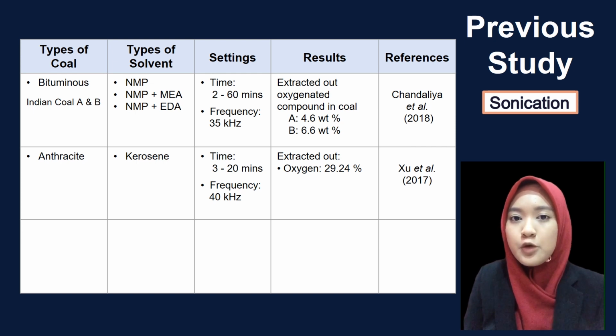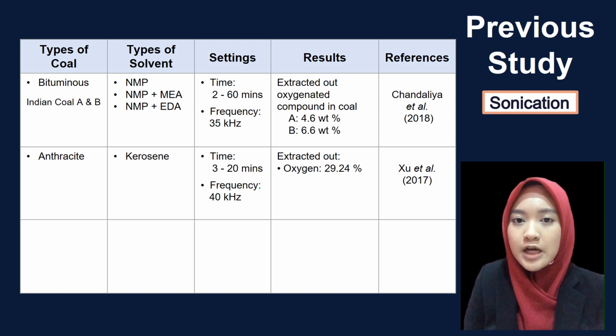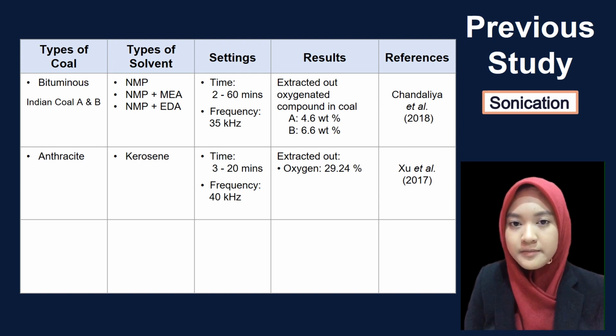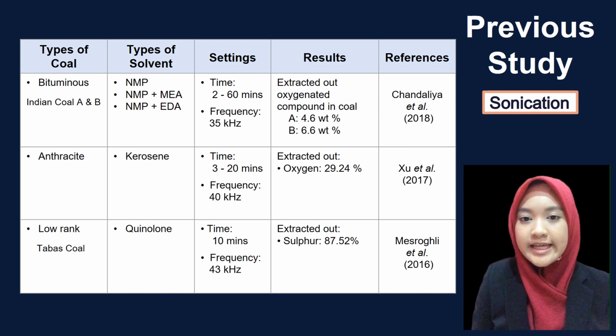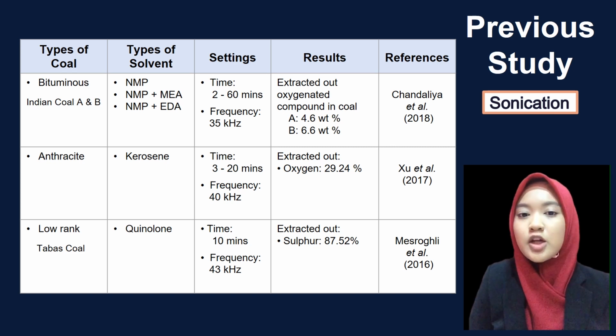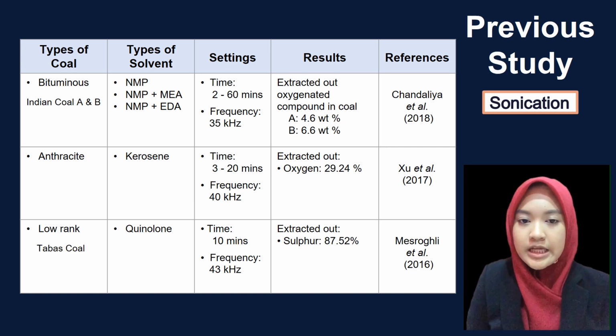The crushing effect exerted on oxidized coal by ultrasonic cavitation results in the removal of the oxidized layer. Hence, it leads to an increase in carbon content and a decrease in oxygen content in oxidized coals. Lastly, Mesrogali et al. 2016 investigated the extraction of low-rank coal using tabasco and quinolone as the solvent. In total, 87.52% of total sulfur was successfully removed by using the sonication method.